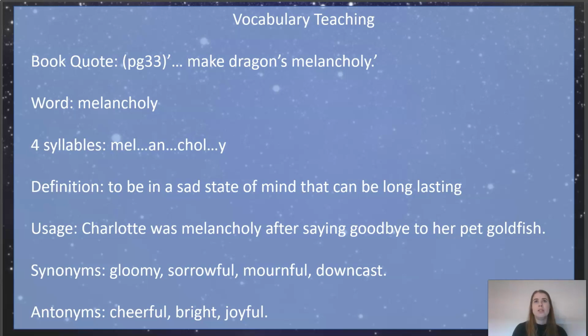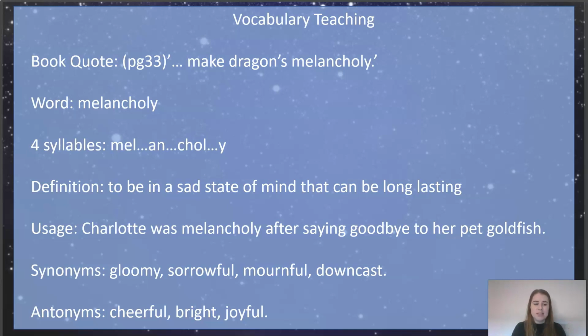So for example, let's have a look at the sentence I've written here to help us. Charlotte was melancholy after saying goodbye to her pet goldfish. Now, sometimes when a pet or an animal or someone dies, that feeling of being sad lasts a little bit longer than just a moment. And if you describe someone as being melancholy, it might be part of their personality, and you might say that they could be depressed. So it's almost that long-term feeling of feeling unhappy.